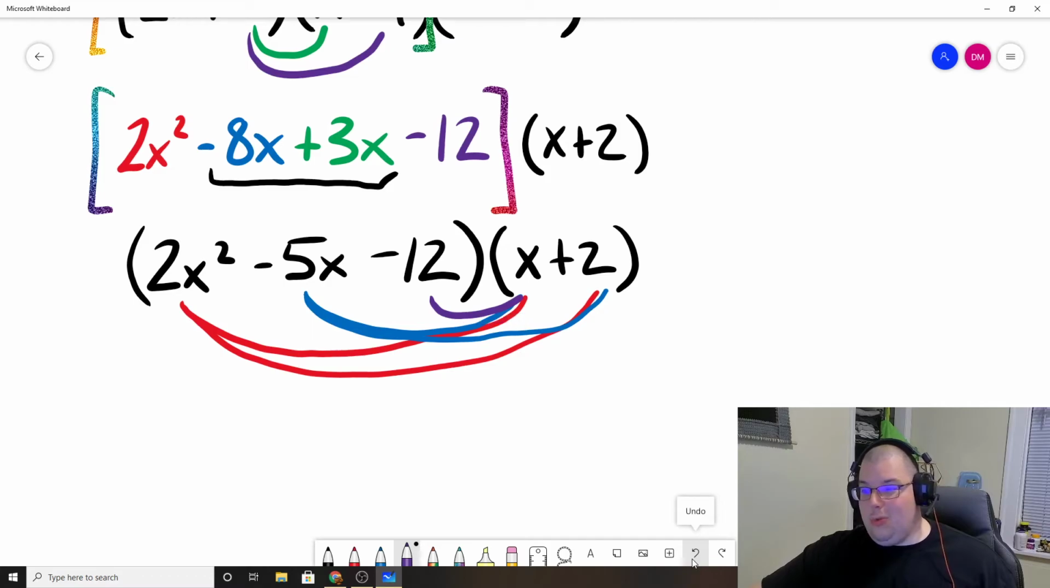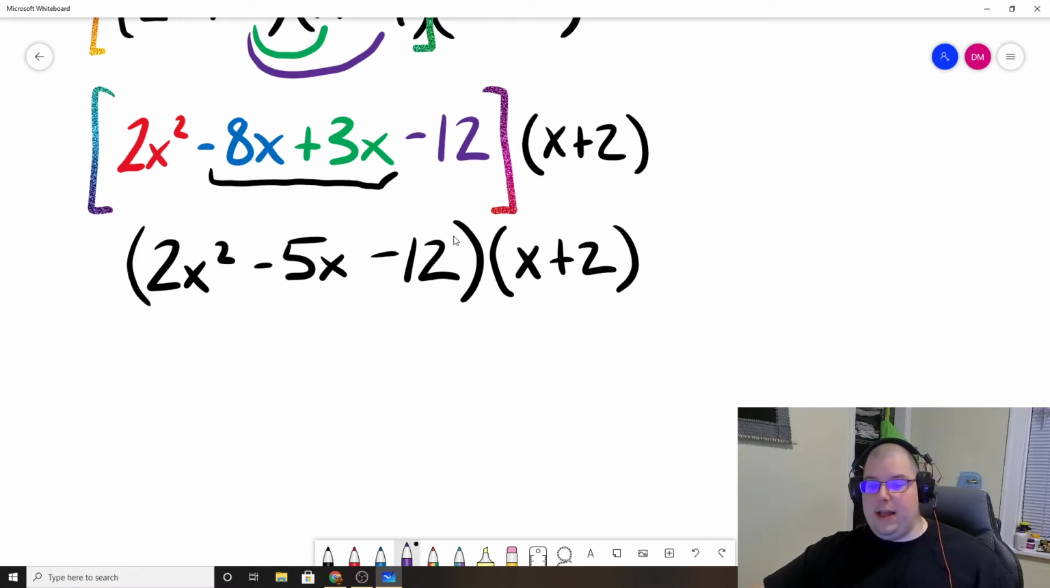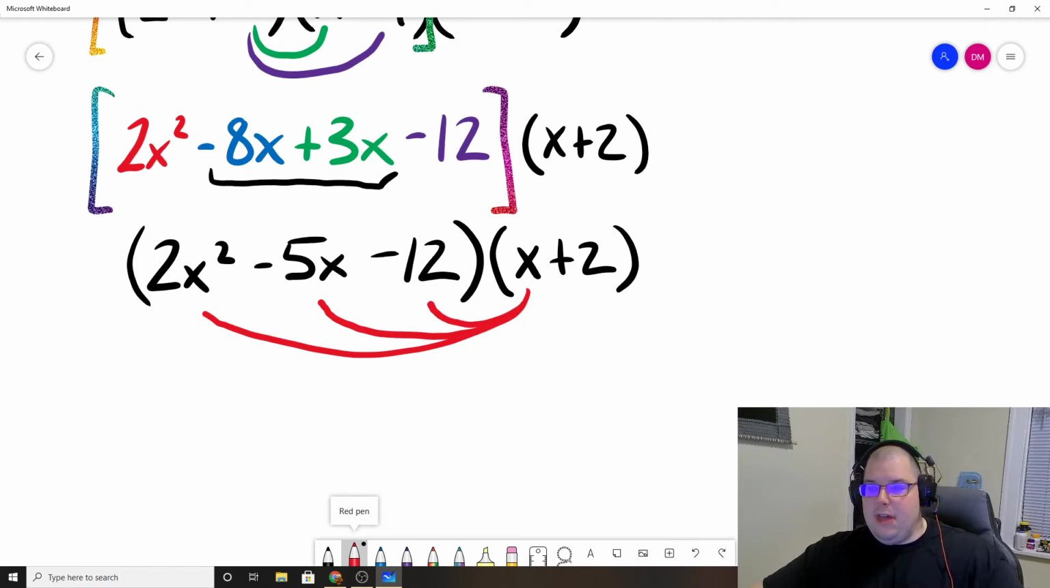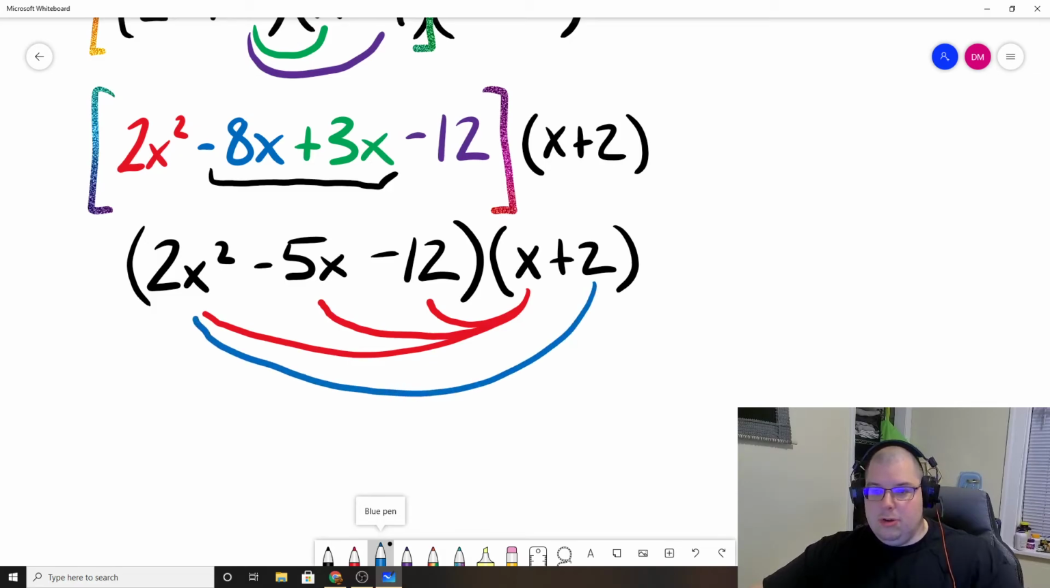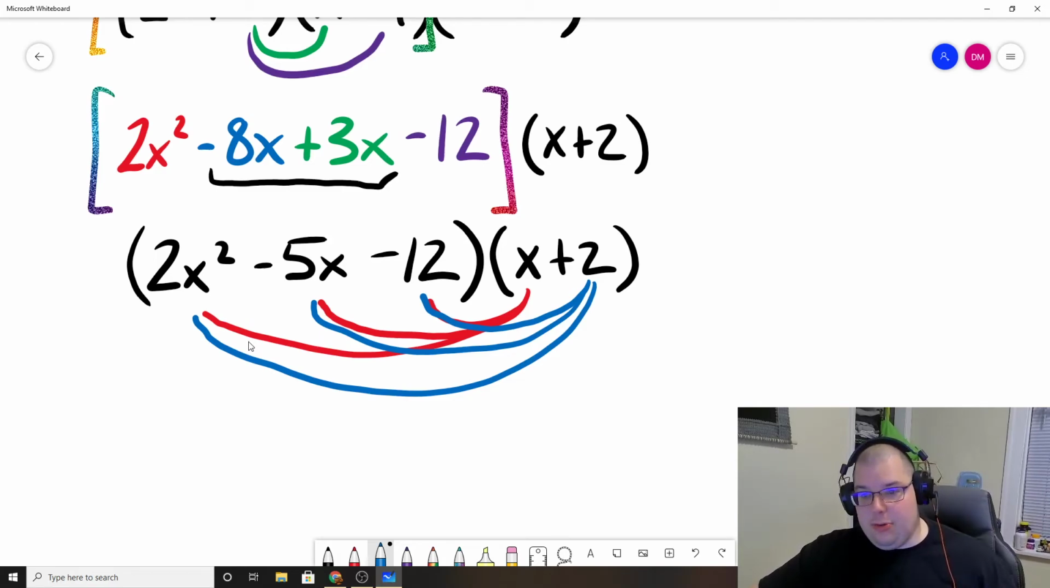Or, the way I like to do it, I like to multiply the shorter polynomial by the longer polynomial. So what I like to do is take x and multiply it by 2x squared, then multiply it by the negative 5x, then the negative 12. And then I come through and I multiply the 2 by the 2x squared, and the negative 5x, and the negative 12. Either way, what you need to happen is that you need to multiply each term in a polynomial by every term in the other polynomial.